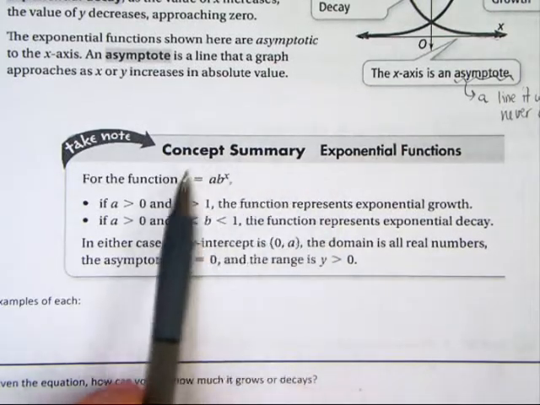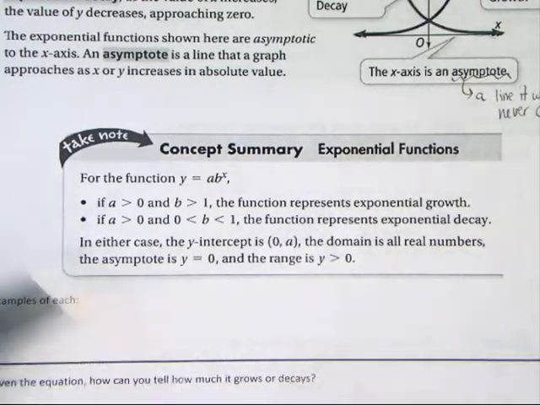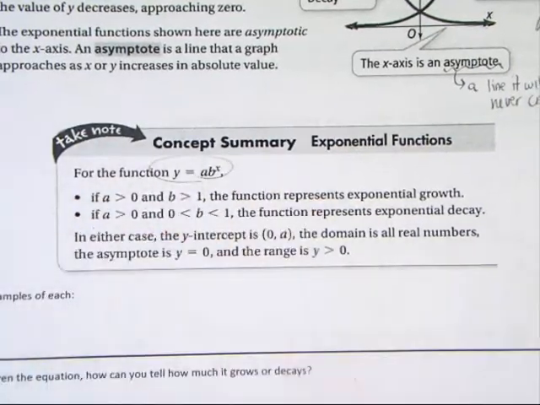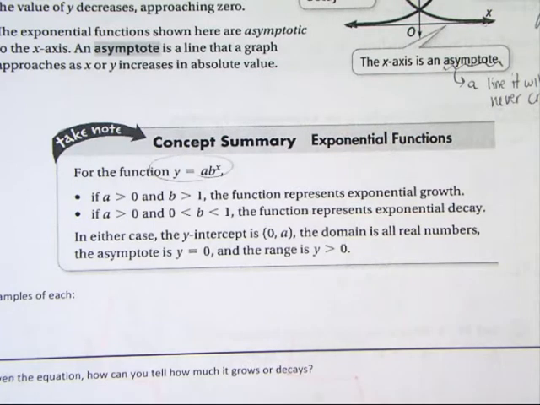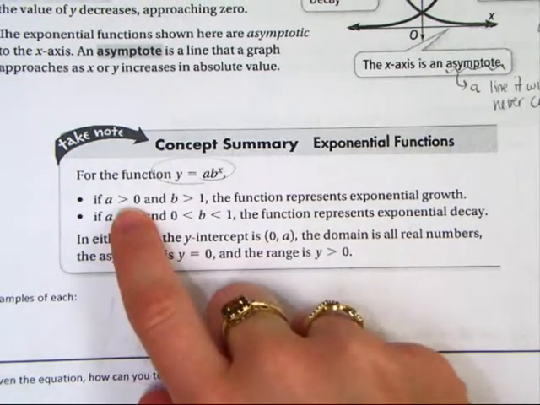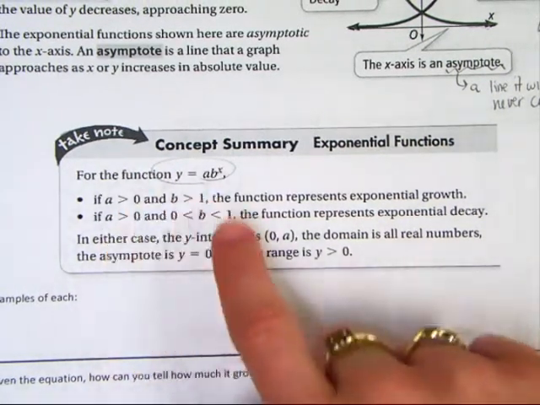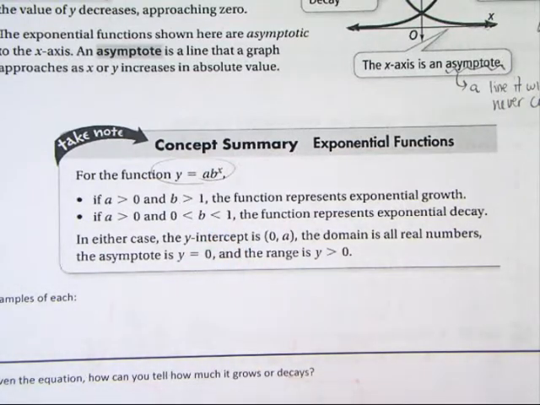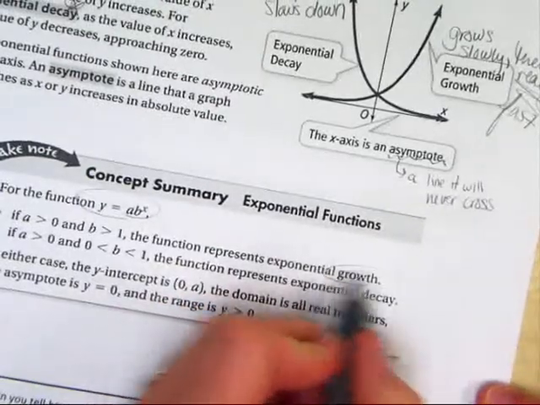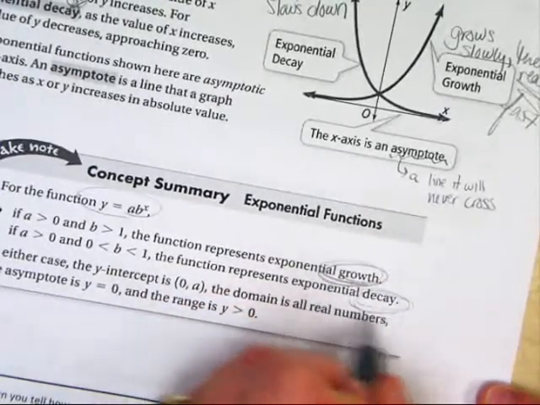We're going to continue our study of exponential functions. Now we have our general formula, y equals ab to the x power. If a is bigger than 1 and b is bigger than 1, then it represents exponential growth. If a is bigger than 0 and b is in between 0 and 1, the function will represent decay. So let's take a look at growth and decay.